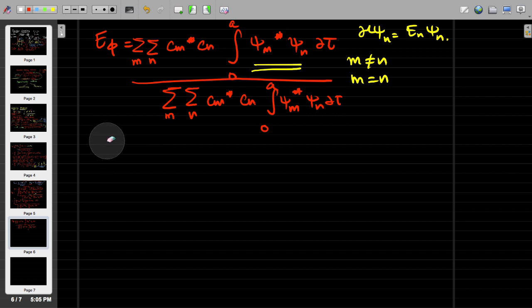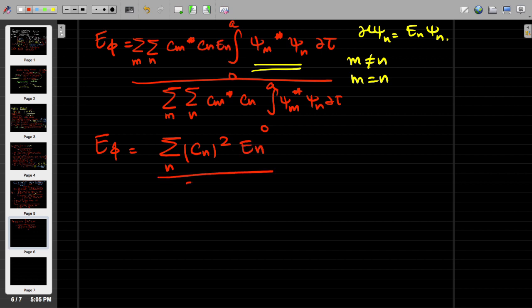So what ends up happening? E phi is going to be summation n mod Cn square, I actually missed an En here, En, the whole divided by summation Cn square. Okay, so this is what we end up getting.